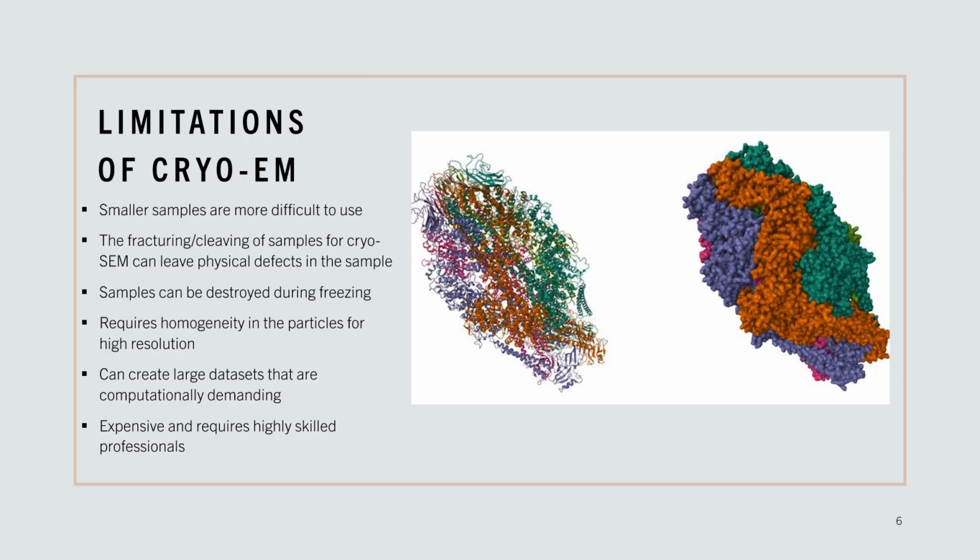Although there are many advantages to cryo-EM, there are also some limitations. First, smaller samples may be difficult to use because it might be hard to find them under the electron microscope. The fracturing and cleaving required for the samples for cryo-SEM can also leave physical defects on the sample, making it difficult to image. Additionally, the freezing process is very laborious and samples can be damaged during it.